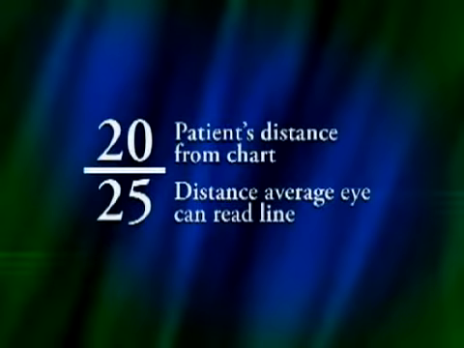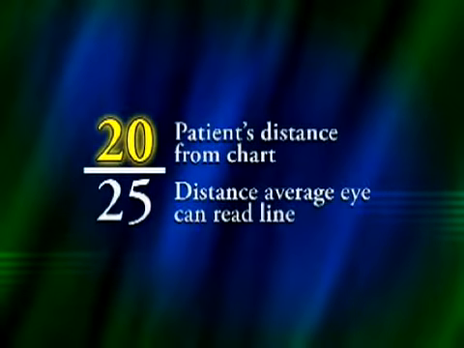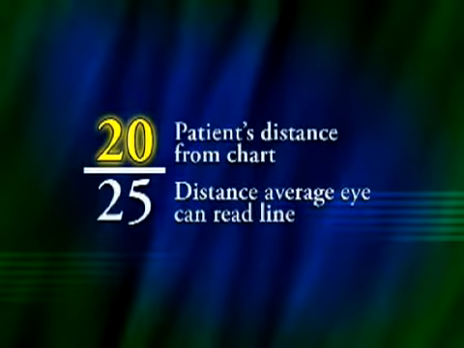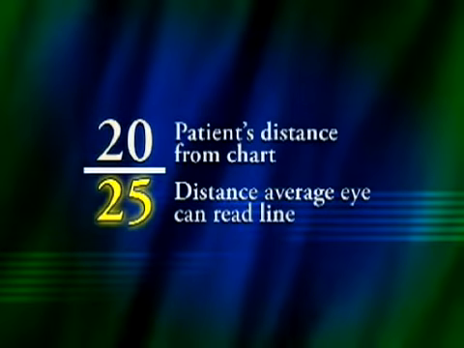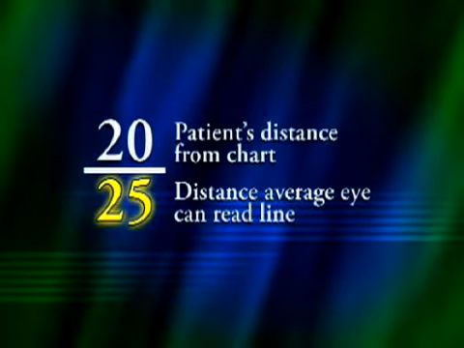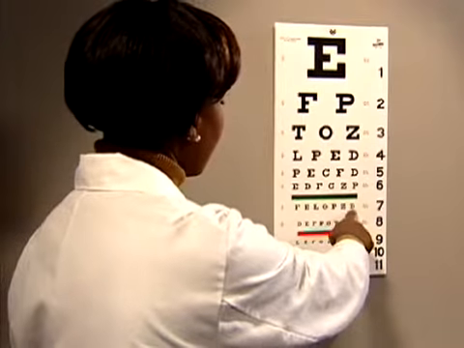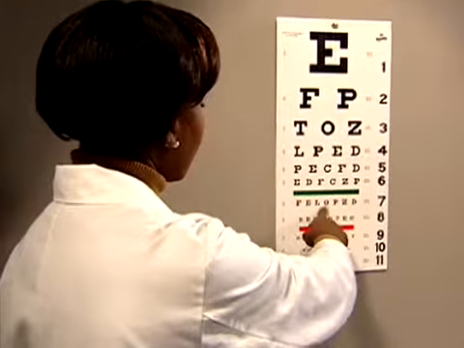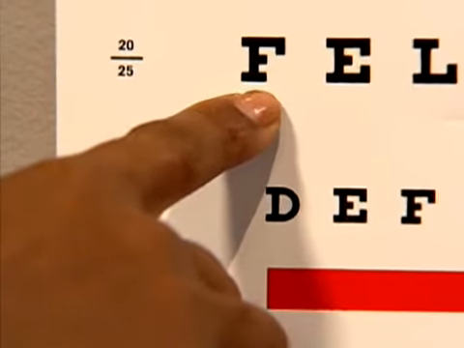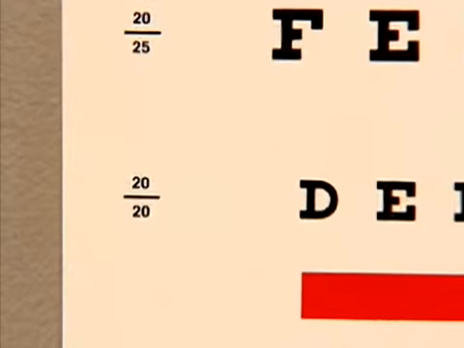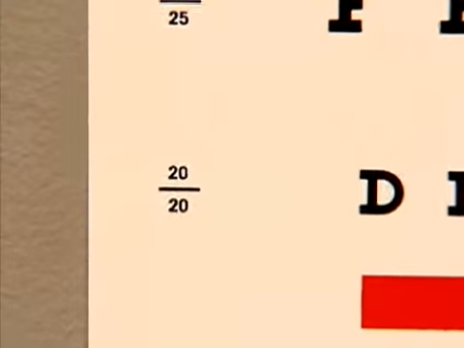The numerator is the patient's distance from the chart, usually 20 feet or 6 meters. The denominator is the distance at which the average eye can read the line. For example, a reading of 20/25 means that the patient can read at 20 feet what most people can read from 25 feet away. In adults, average vision is 20/20.